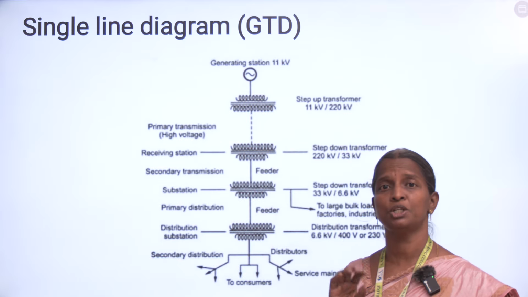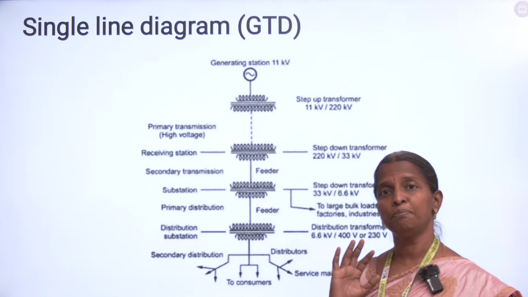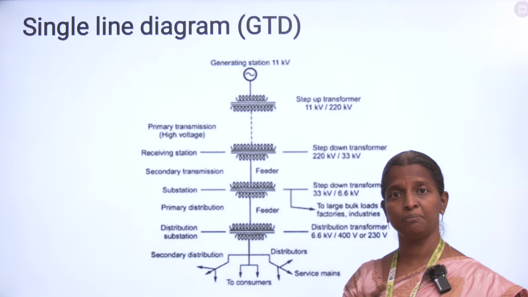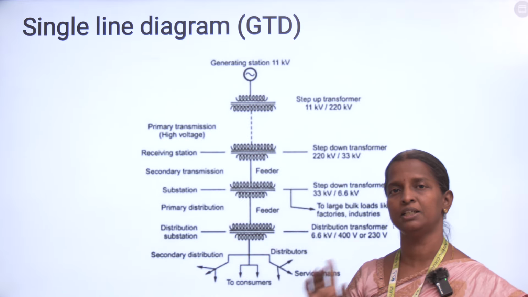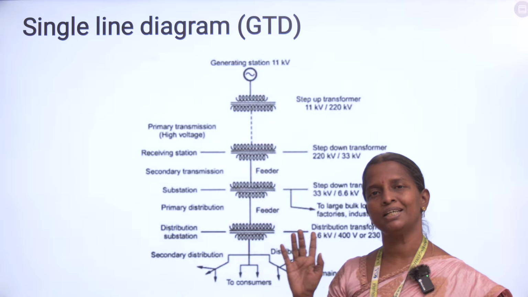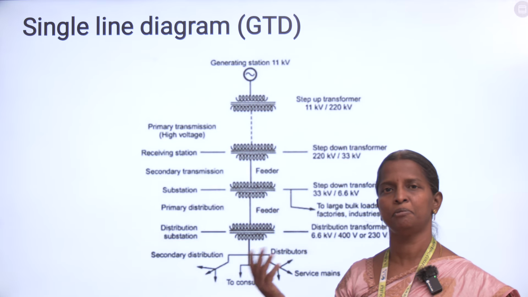Mu naught is the absolute permeability, mu r is the relative permeability. So mu is the permeability. Permeability is nothing but the ability of the media to pass the magnetic flux through it. Mu naught is constant, 4 pi into 10 power minus 7.